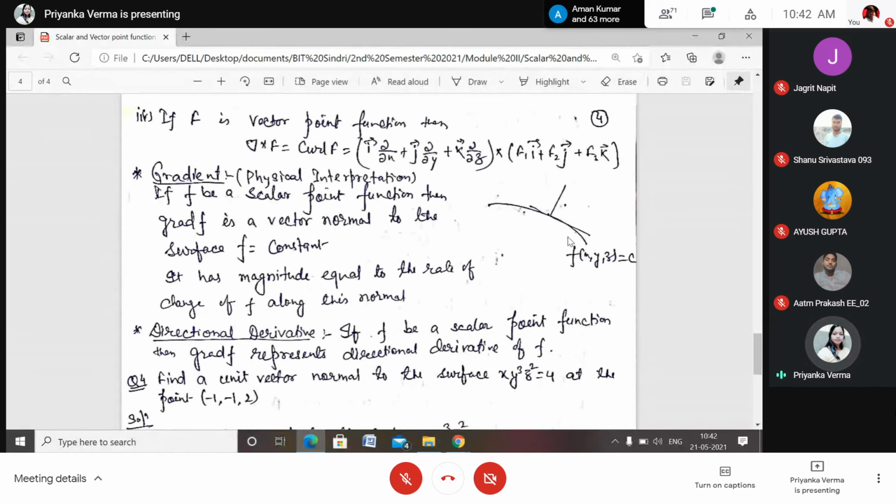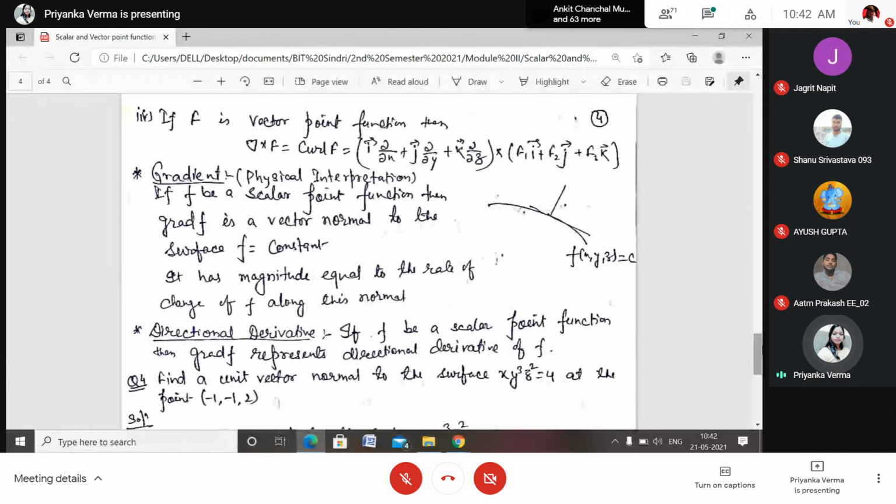So this is the physical interpretation of gradient of f. It is also helpful to find the directional derivative of any function. So if in a problem you have to find the directional derivative of any function, then you will evaluate gradient of f. So it has two uses: first of all, gradient of f is used to find the normal vector, and second, it is used for the directional derivative, okay.